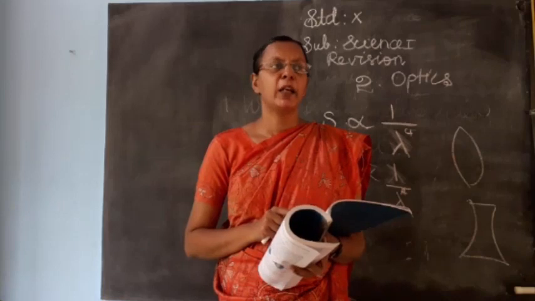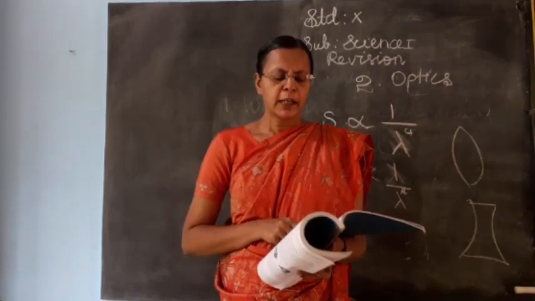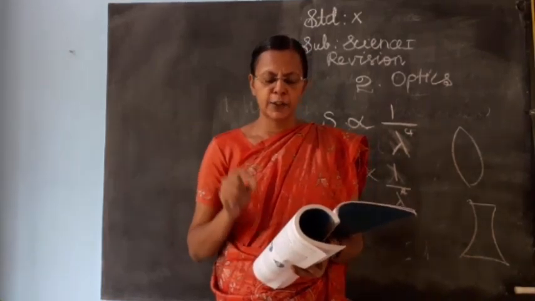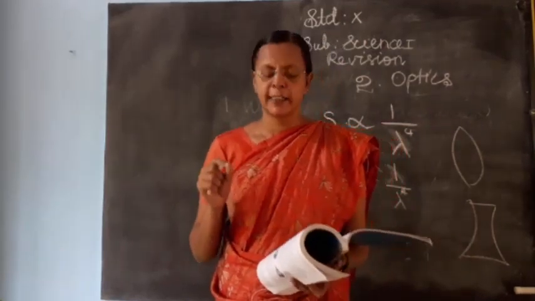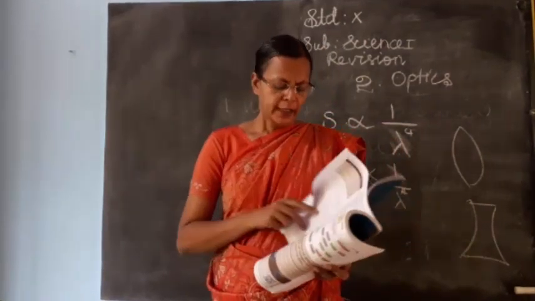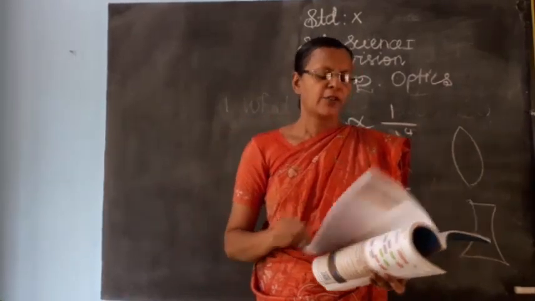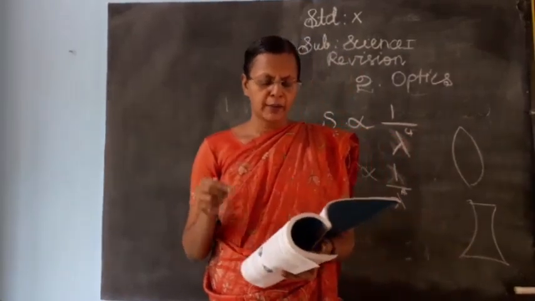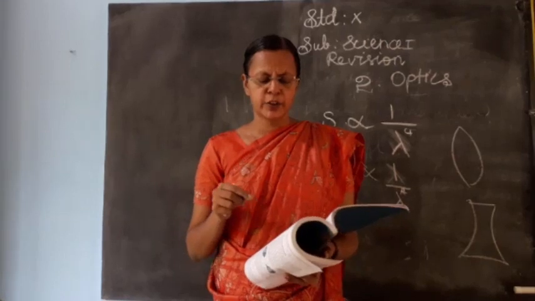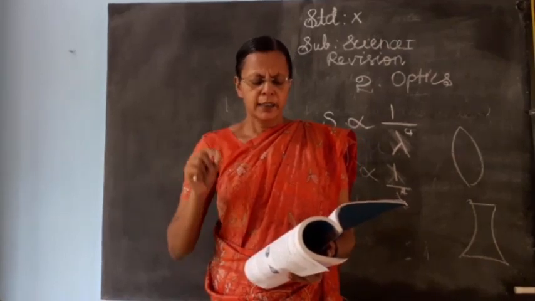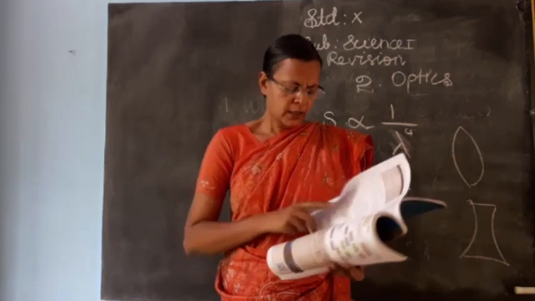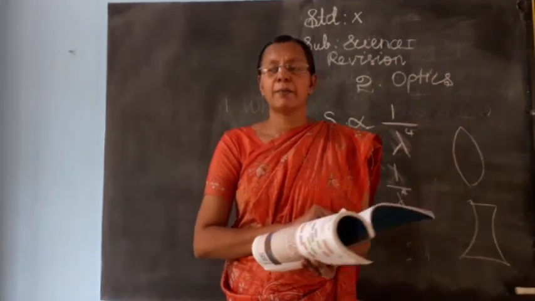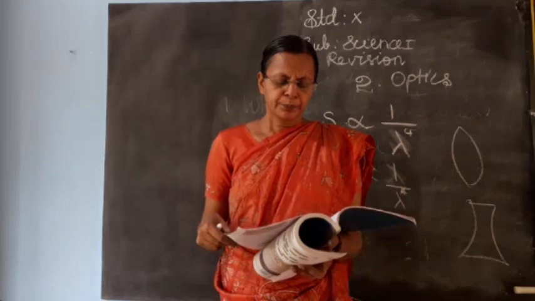Third paragraph, below myopia you can see the focal length of the eye lens is reduced or the distance between the eye lens and retina increases. Okay, these are the reasons for myopia. When the focal length of the eye lens is reduced, or the distance between the eye lens and the retina increases, the person will suffer from myopia.